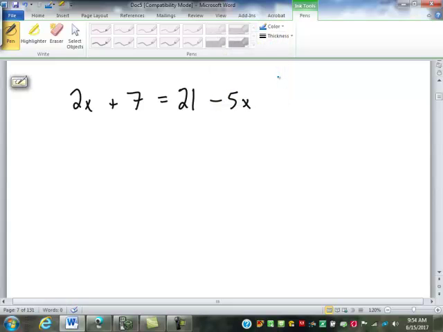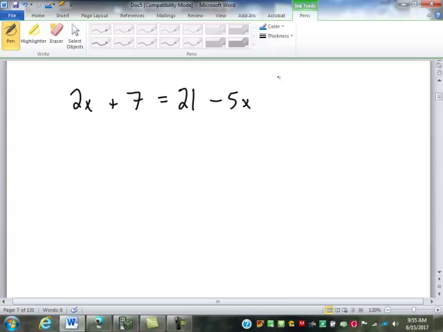So here, tell me, what do I have to do first? Get rid of 2x. Well, my variable does appear more than once. Are they on the same side? No. So I cannot combine them. So I do have to get rid of one of them. Which one's smaller? Subtract the 2x.